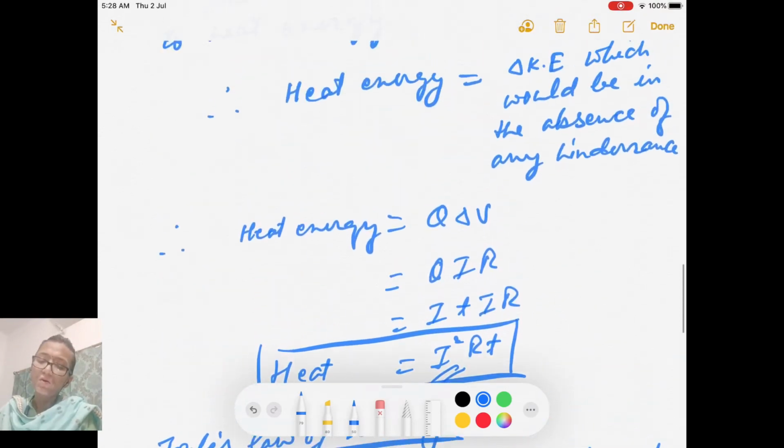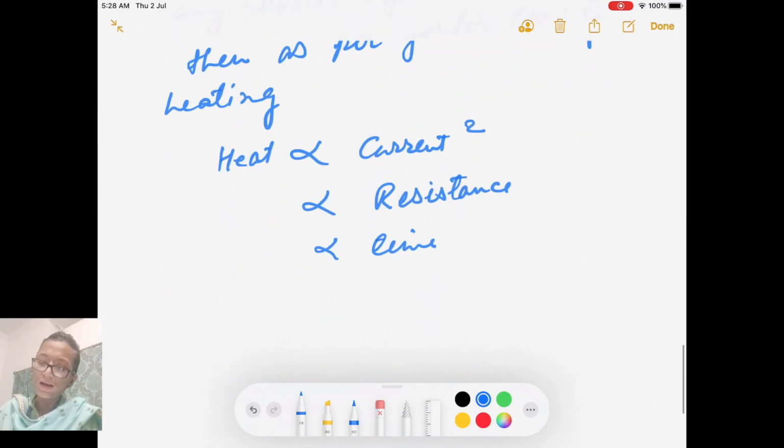So this was about electrical energy. Now electrical power.